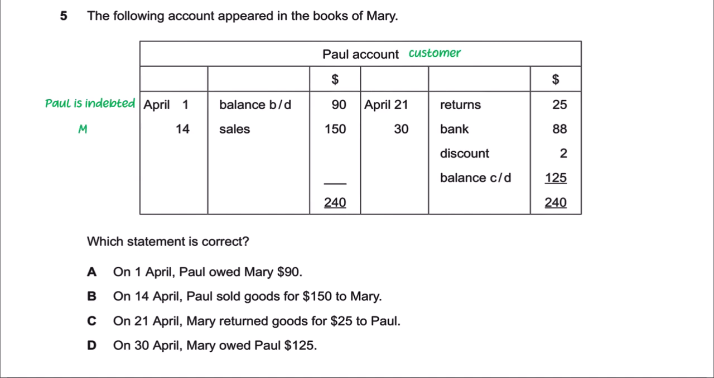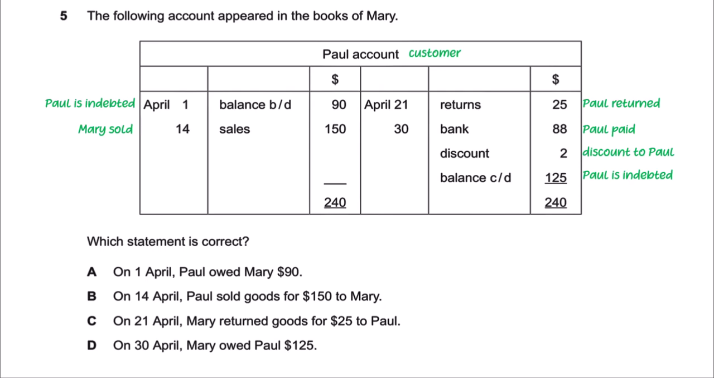Then on April 14, Mary sold goods worth $150 to Paul. On the credit side, on April 21, returns of $25 show that Paul returned some goods to Mary. And on April 30, the bank amount of $88 shows that Paul paid us. He has paid Mary and also availed a $2 discount. And the $125 balance CD shows that Paul is still indebted to Mary for $125. Okay, so that's the interpretation of this T account.